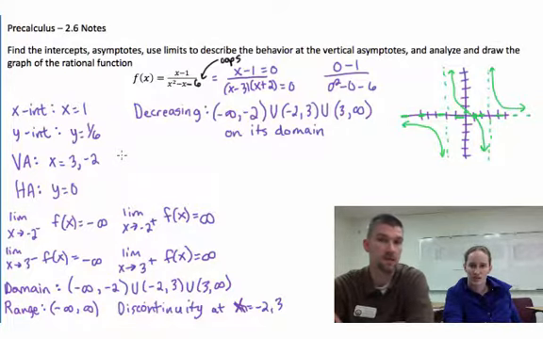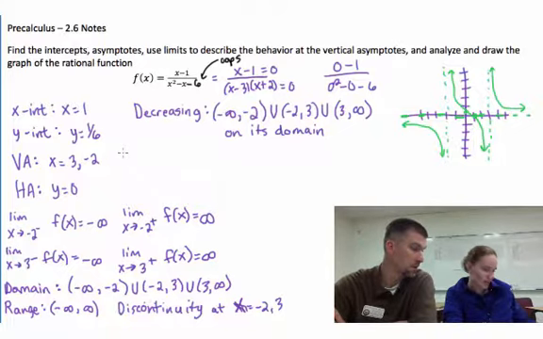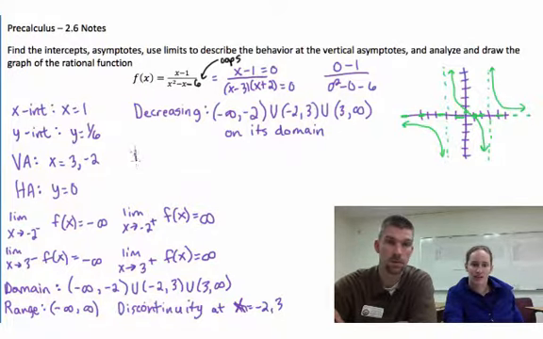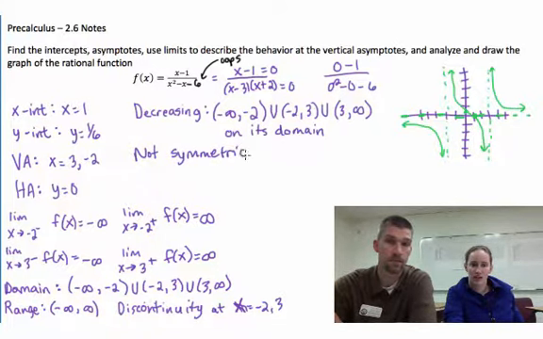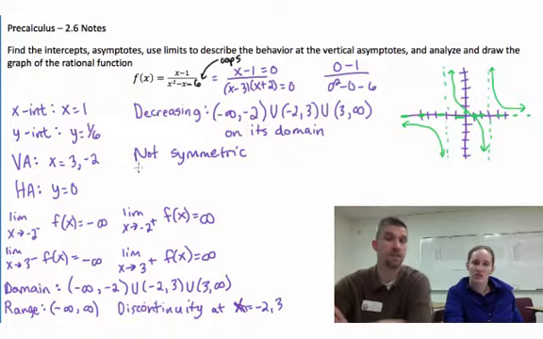Symmetry. I feel like this could be symmetric across the y-axis. But it isn't because it doesn't cross through the origin. Oh, you're right. No, it's not symmetric. It looks it though. It looks like there's some kind of pattern going on. But there's not. If it were to go through the origin, we could quite possibly have a pattern.